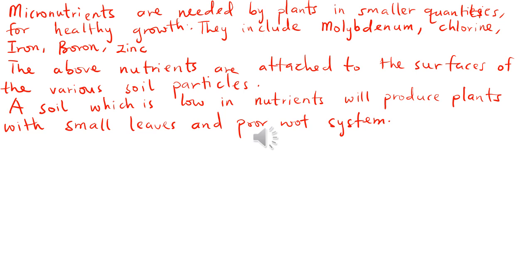Now we've been talking about nutrients. Even you, the human being, if the nutrients in your body are small, your growth will be affected. Okay, it's the same for plants. So a soil which is low in nutrients will produce plants with small leaves and poor root system. Simple as that.